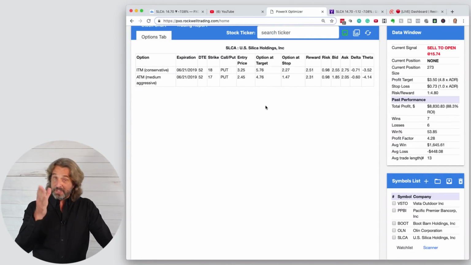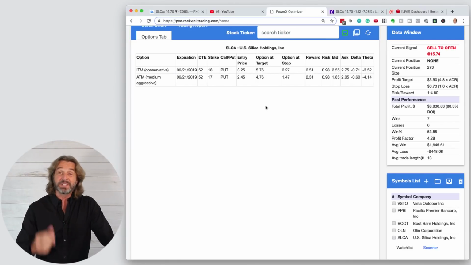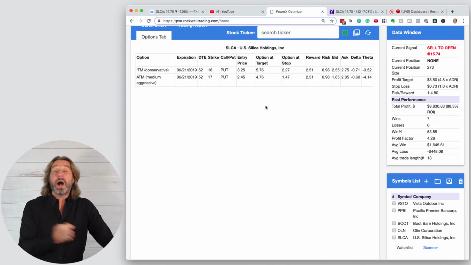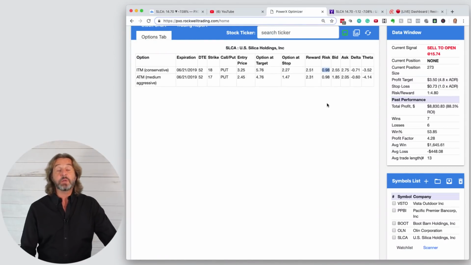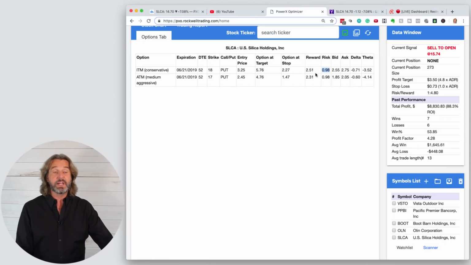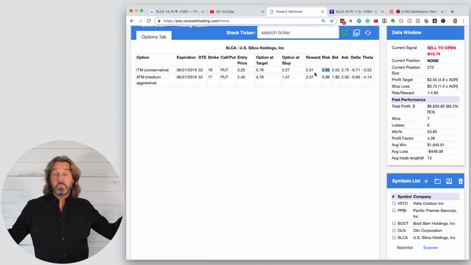Very easy. And again, this is for those of you who are trading options, and you will right now see how powerful it is, because this is how easy PowerX Optimizer is making it for you to trade options. So here you see that the reward is $2.51 and the risk 98 cents. So you're risking approximately $1 trying to make $2.50. 1 to 2.5? I mean, this is a pretty good risk-reward ratio. Knowing this is probably the option that I would go for.